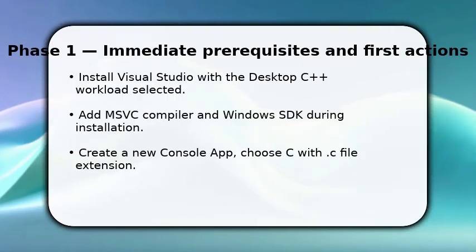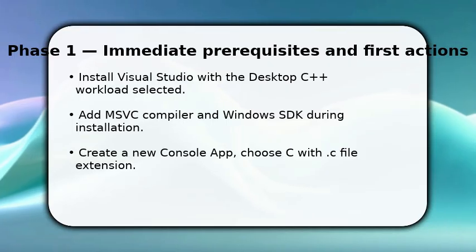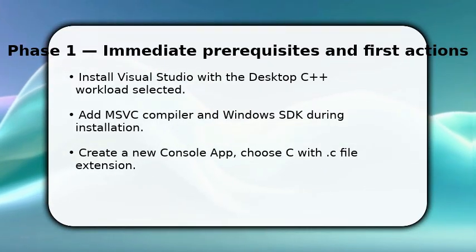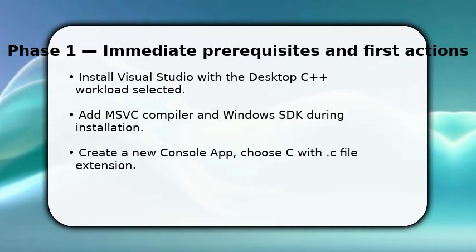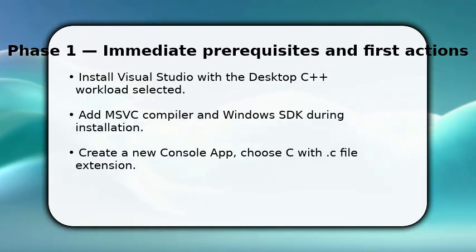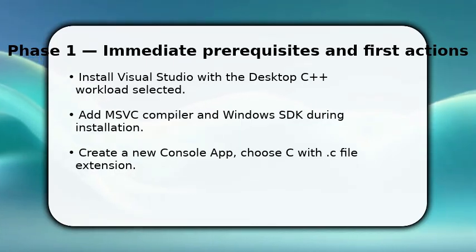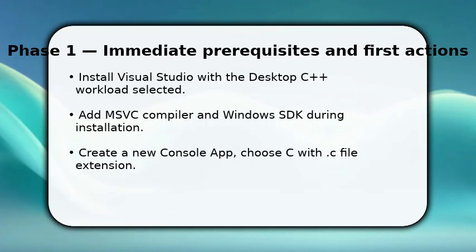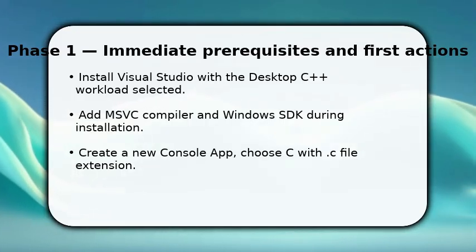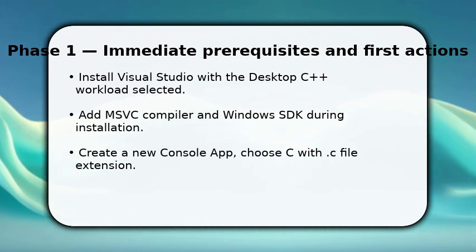You start by making sure Visual Studio has the desktop C++ workload and MSVC compiler. This gives you the C toolchain. Once installed, open Visual Studio and choose New Project, then Console App. Make sure you change the file extension to C when adding your source file so the compiler treats it as C, not C++. This avoids linkage and syntax differences. You save the file, set the project as active, and prepare to configure build options before your first compile.